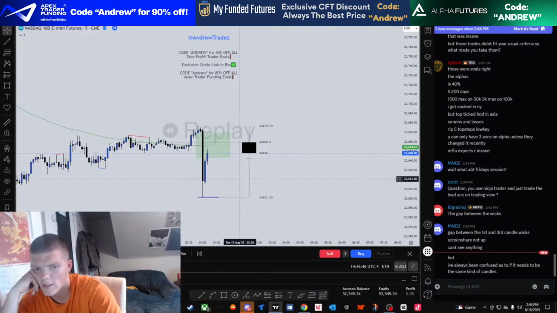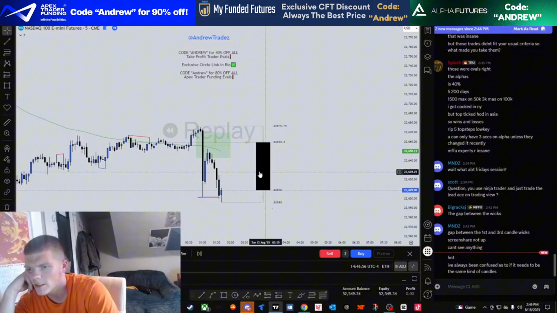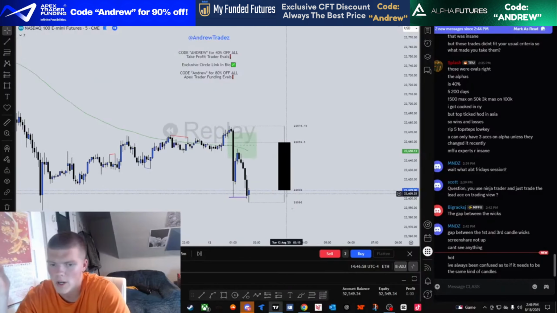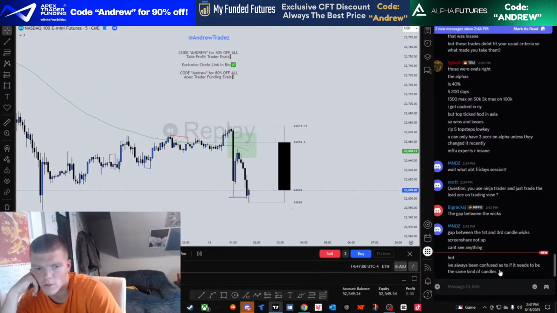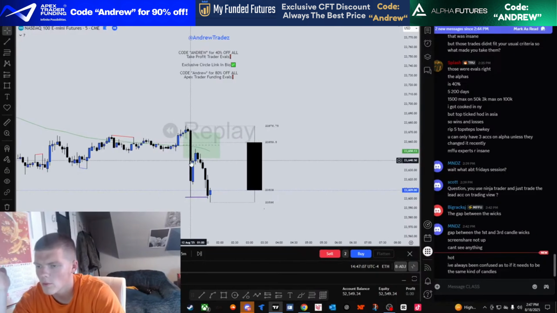Okay, boom, we're in the gap. Let's see what happens after that. Okay, we're respecting the gap, and boom, as you see, we come out and take this low. Okay, so that's how gaps and price work. I've always been confused as to whether it needs to be the same kind. No. So a gap can be formed with 2 and 1 of the opposite color.